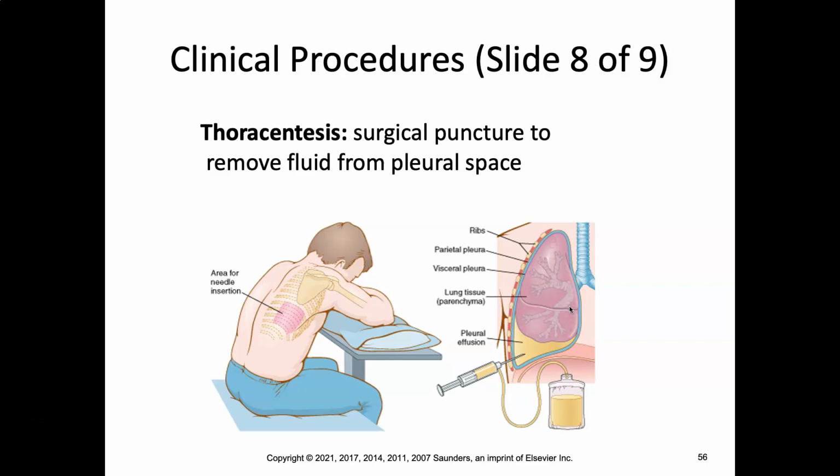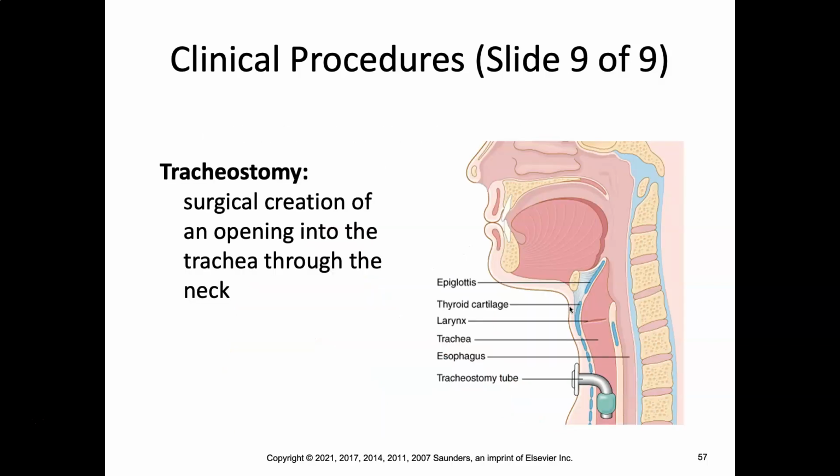Thoracentesis, this is when they're removing fluid from the pleural space, and this just shows you where they're going to go in from the back side to get to that fluid. Tracheostomy, talked about that, where they need to put in an opening for breathing, and they can actually insert what's called a tracheostomy tube after they do that. They've got to keep that airway open so someone can breathe.